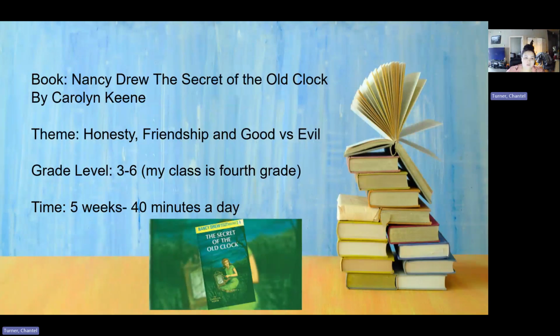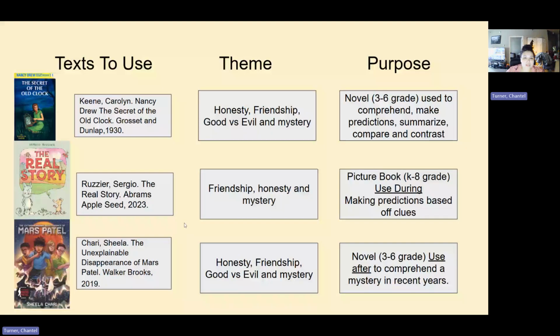Text to use. I chose The Real Story. It is a picture book, K through 8th grade, that we'll be using during reading the novel. Its theme is very similar: friendship, honesty, and mystery, and also making predictions based off clues.